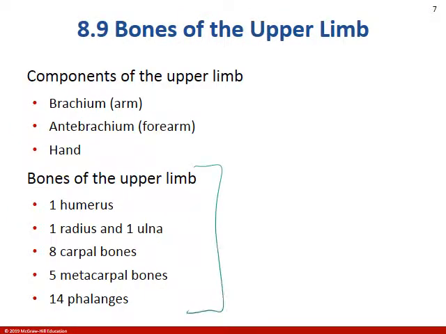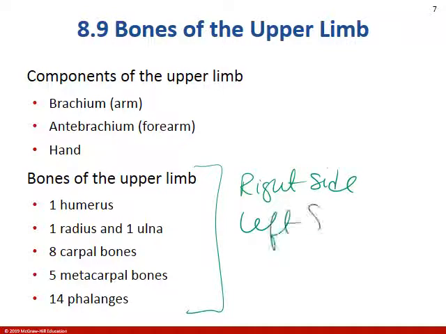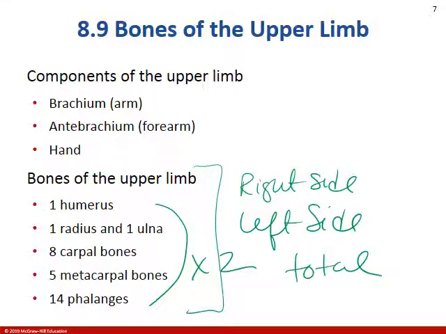We have a nice list here of all the bones of the upper limb. So just one side, and remember we have a right side and we have a left side. So all of these numbers would be multiplied by 2 if we were looking for a total. So there's one humerus on the right and one humerus on the left, one radius, one ulna, 8 wrist bones, 5 metacarpal hand bones, and 14 phalanges or bones of the fingers.